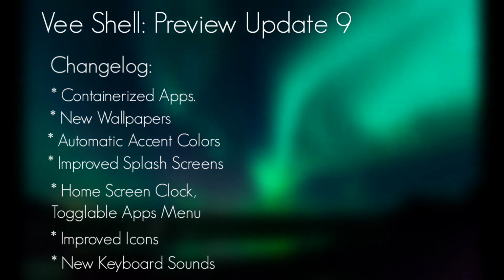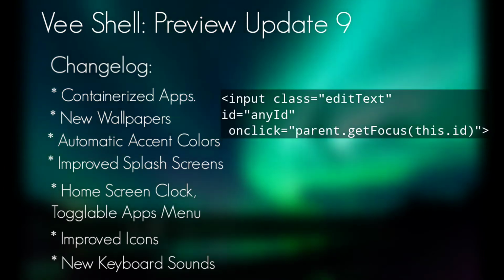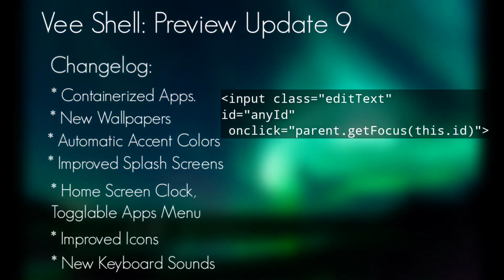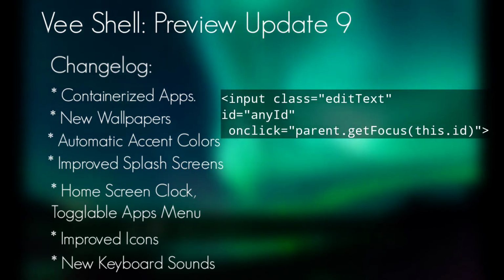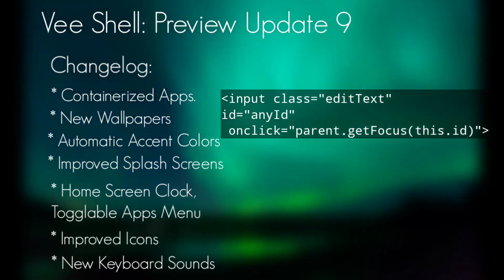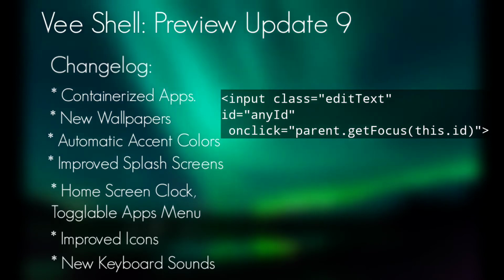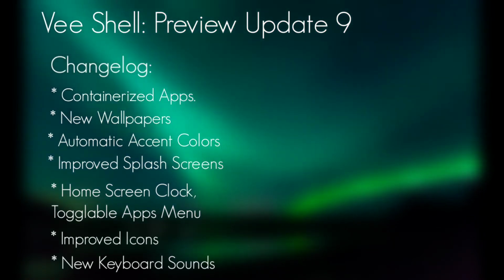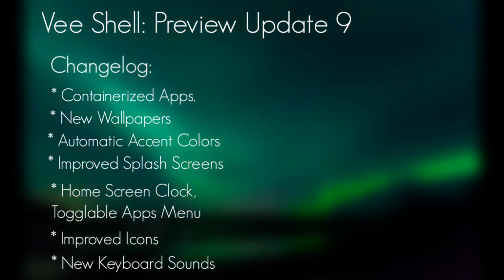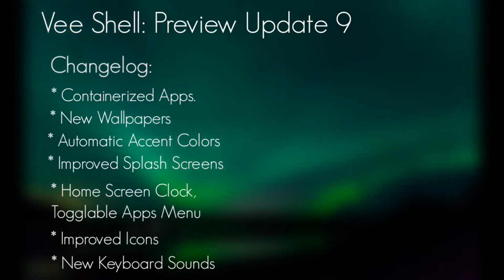Now all you need to do is give your input field an ID and a class of edit text. The ID could be anything you want, and also give it an onClick attribute that says parent.getFocusThis.id. And this is going to tell VBoard that this input field is the one which wants the attention.